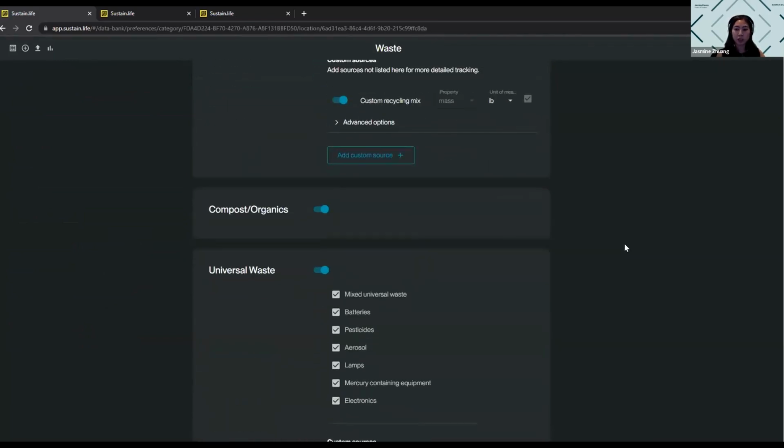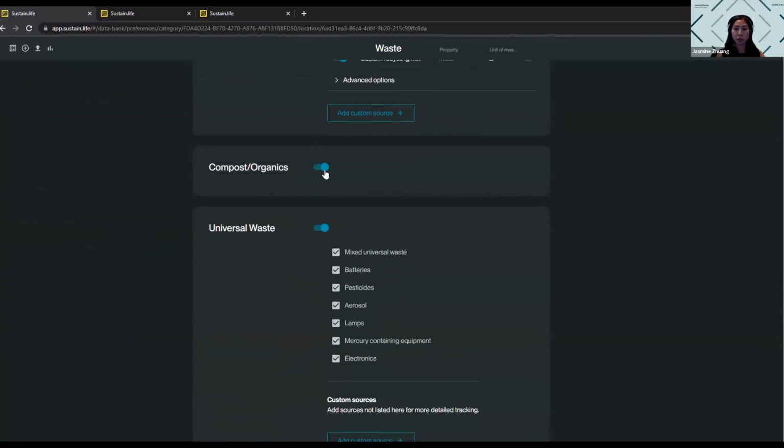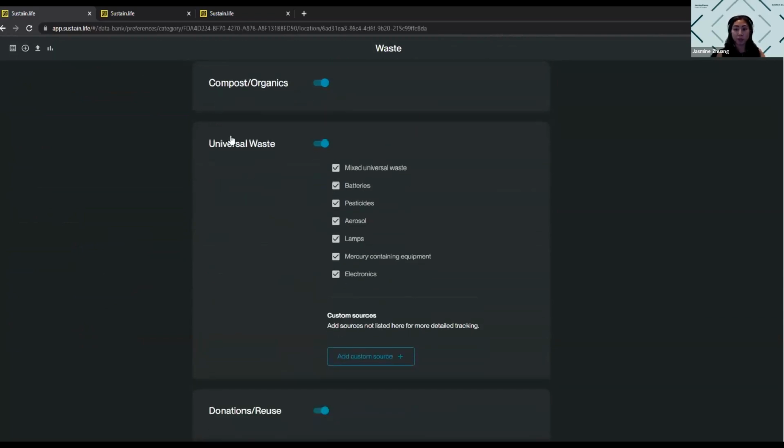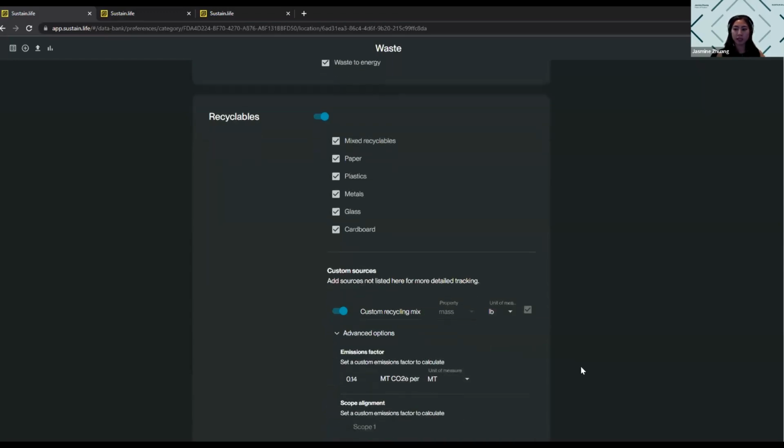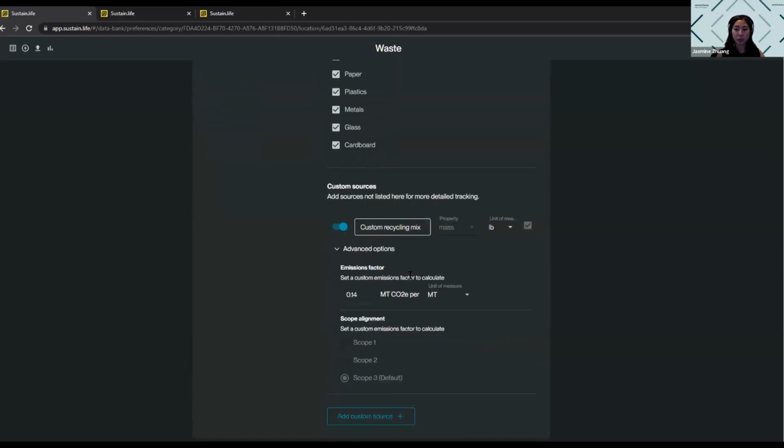And then, as Nick mentioned, you might also want to be tracking compost and organics, universal waste, and then donations and reuse. And then in the case where you see a waste type that isn't reflected in our standard categories, you can always track custom sources under the proper category. And so if you have a custom mix and you want to add your own custom emissions factors, you can do that, and it will be allocated back to your total waste emissions and your total scope 3.